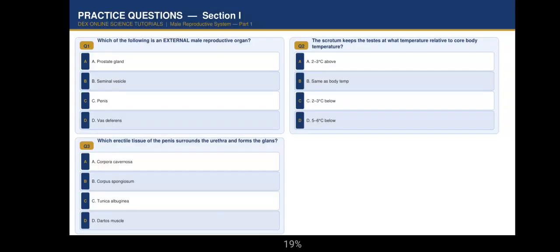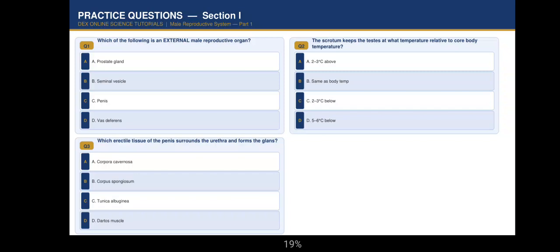So let's take a few questions. Question number one: which of the following is an external male reproductive organ? Look at the options. Option A, prostate gland; B, seminal vesicle; C, penis; D, vas deferens. So what is your answer? Of course, it is option C, penis.